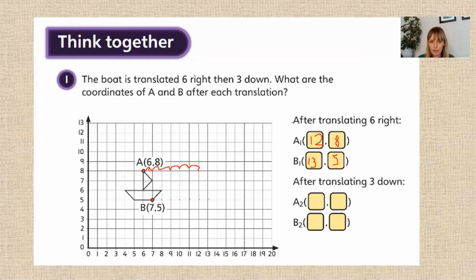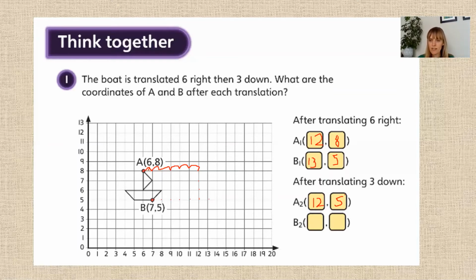Now, after it's gone 3 down, this time the across value is staying the same. So let's have a look. We're here now. So this one's now going to go 1, 2, 3. So it's coming to 12 because the across value now is staying the same. And now it's gone down to 5. So the same's happened. So that up and down value, when we've gone 3 down, has just gone down. Look, 8 take away 3 is 5.